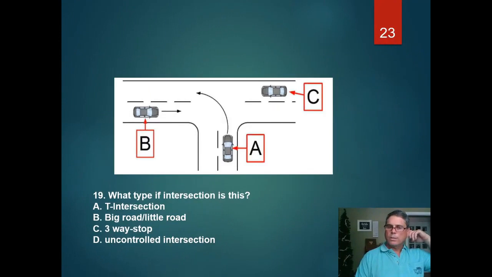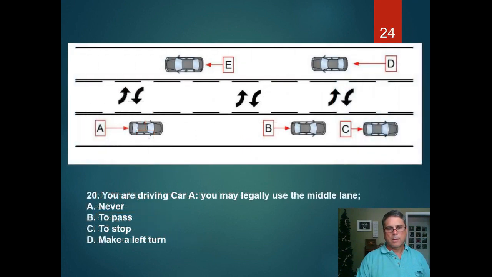Okay, what type of intersection is this? We call this a T intersection. You are driving car A, you may legally use the middle lane for what? Pause the tape, see what you think. All right, here we go. To make a left turn only. You can't get in there as car B or car D past car E. You see what I'm saying? You can't go in here and just pass and go around. It is only a left turn only.